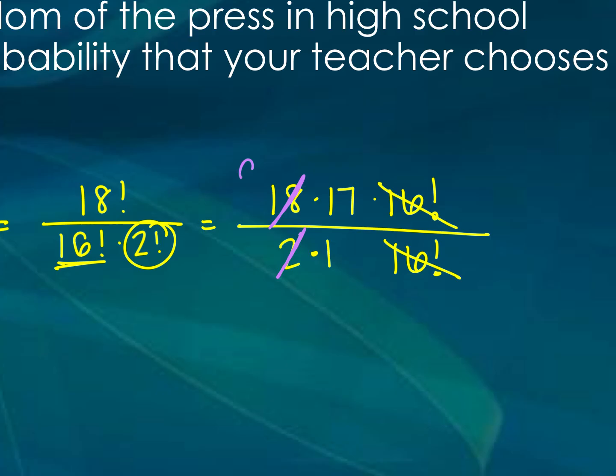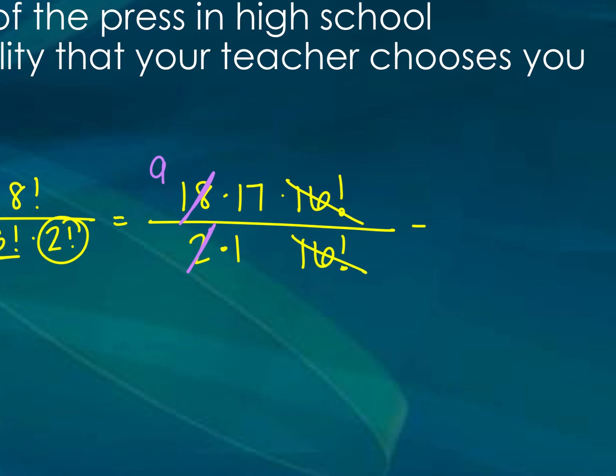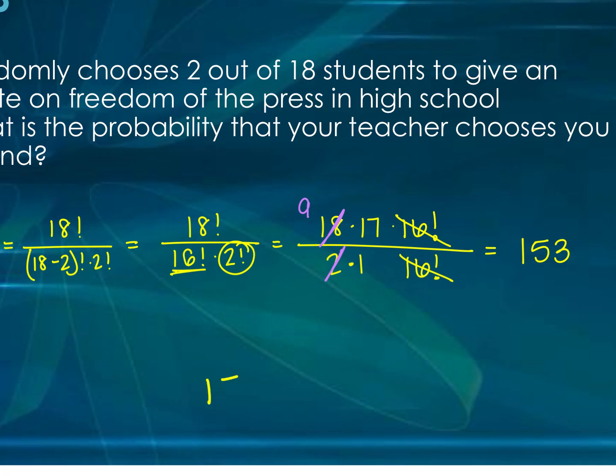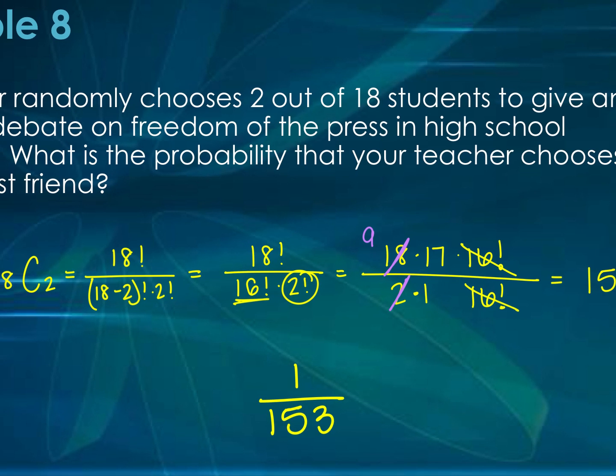2 goes into 18 9 times. And then just 9 times 17. You can do that on your calculators. 153. So out of the 153 choices, what's the probability of her selecting me and my friend? Only 1. 1 out of the 153.